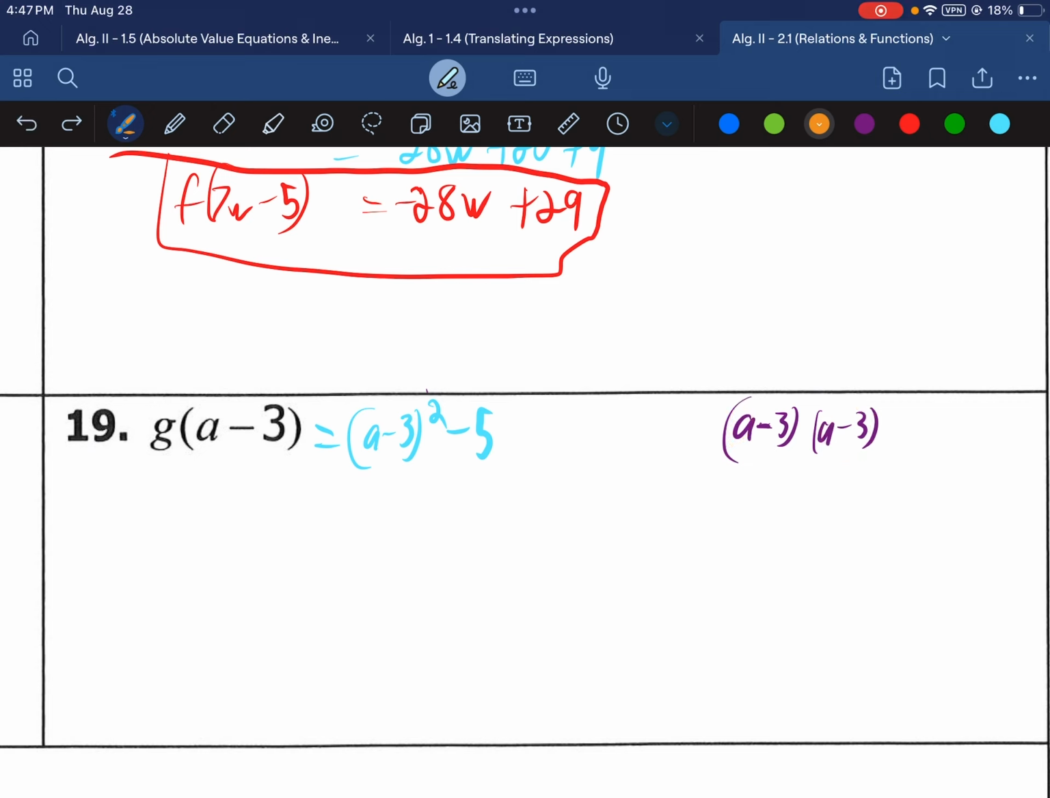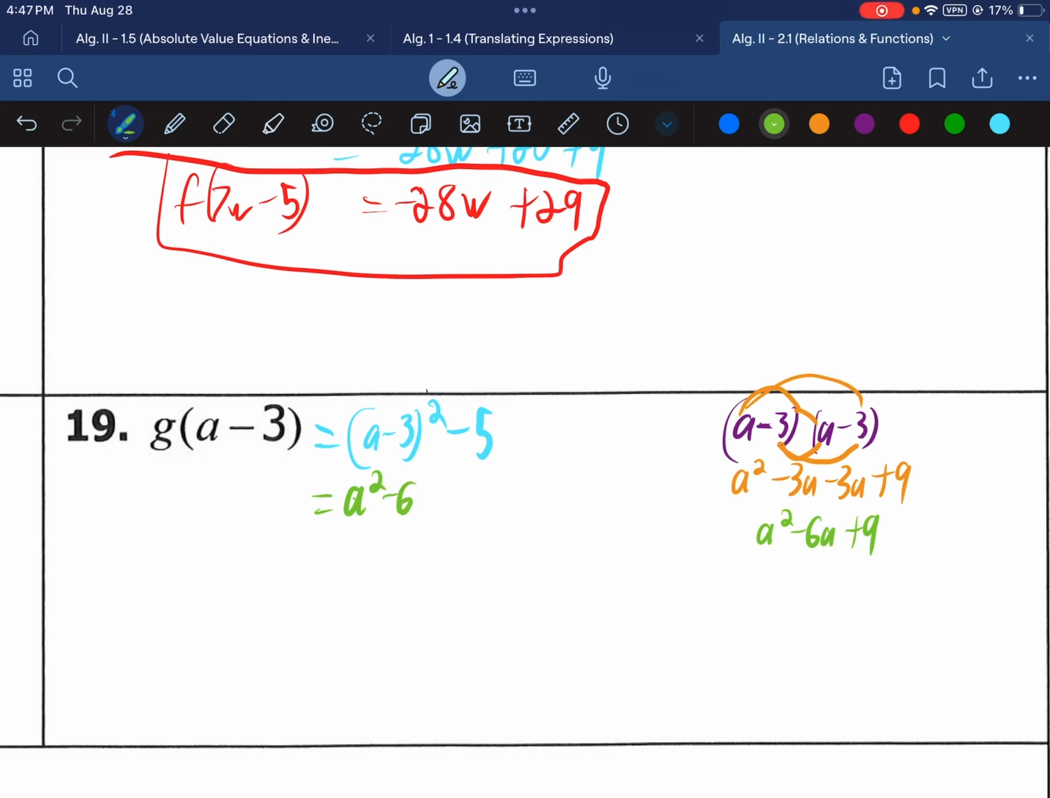So one by one, I'm going to do a times a and get a squared. A times negative 3 and get negative 3a. Negative 3 times a and get negative 3a again, and negative 3 times negative 3 and get positive 9. So as I combine like terms, I get a squared minus 6a plus 9. So if we try doing that little shortcut we did earlier, which is incorrect, we miss out on this minus 6a. That is a part of the problem.